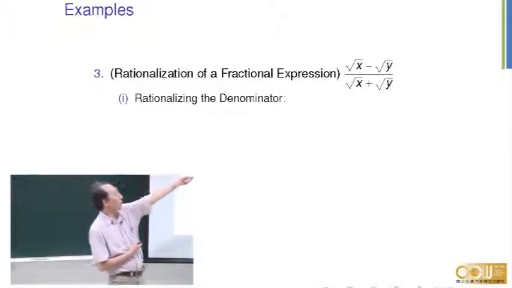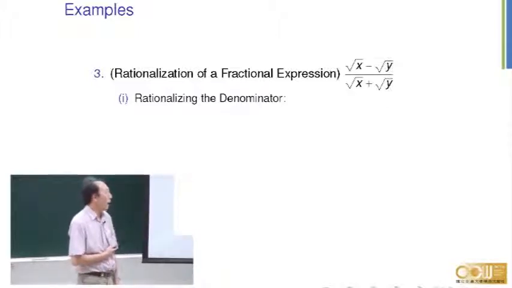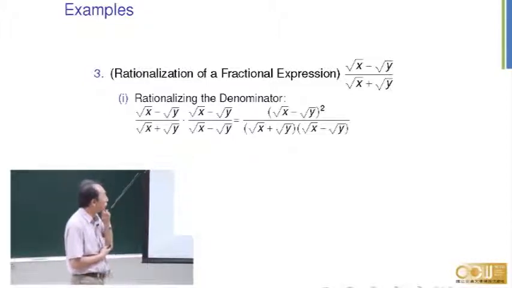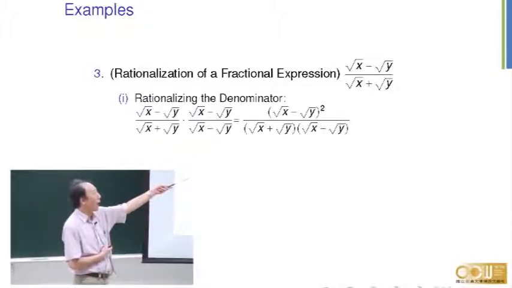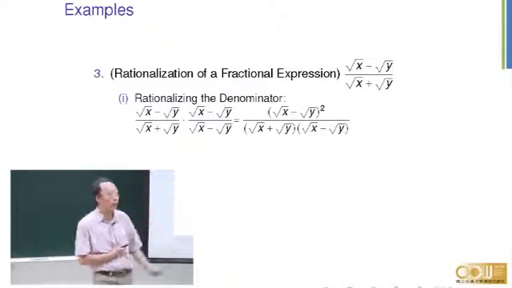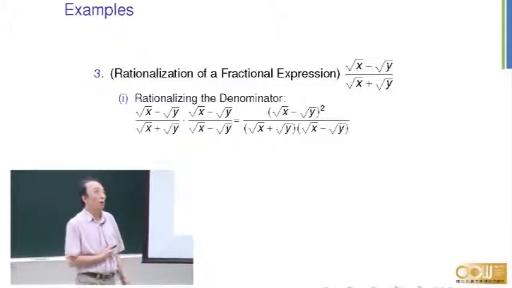And the third example is we try to rationalize a fractional expression. Now the fractional expression is square root of x minus x squared square root of y over square root of x plus square root of y. Okay, so for now, both the denominator and numerator have radicals. Okay, so the first part of this example is I try to rationalize the denominator, and to rationalize that means that I try to put the denominator into a simpler form, which means polynomials.